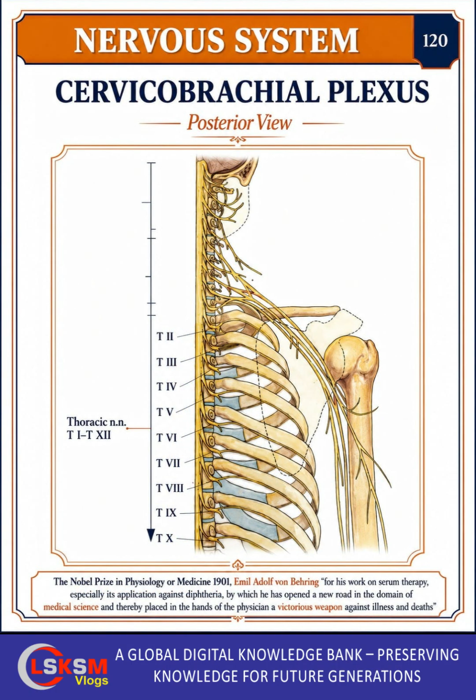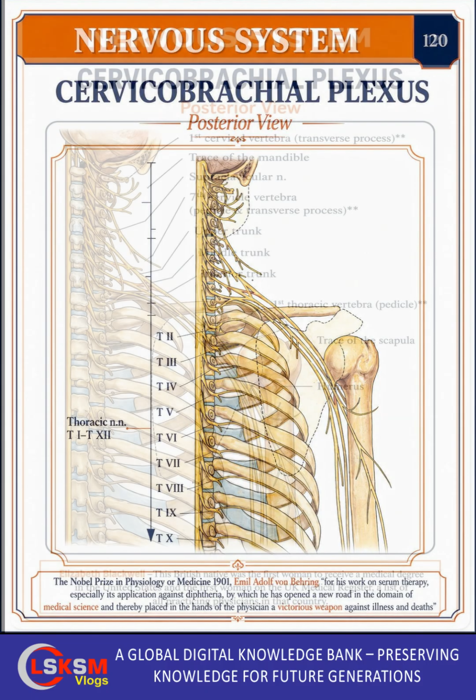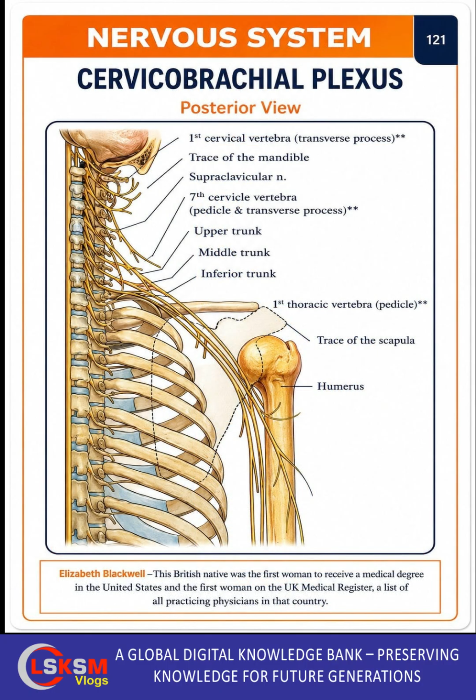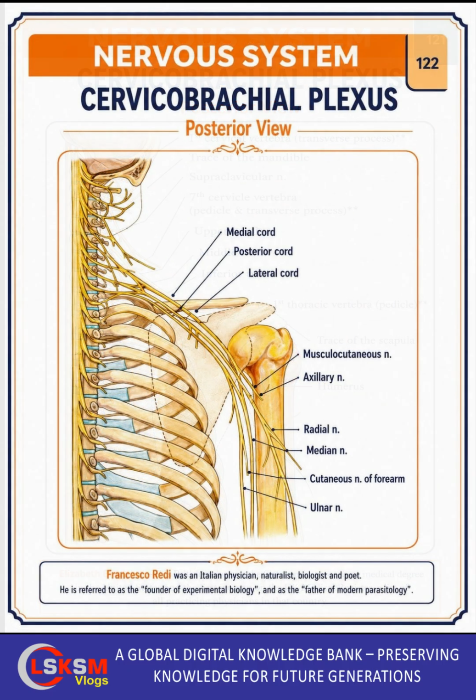Cervicobrachial plexus, posterior view, illustrates the network of nerves supplying the shoulder, arm, and hand from a posterior perspective. It demonstrates how cervical spinal nerves form the brachial plexus. Shows the branching pattern of the brachial plexus behind the shoulder region. These nerves control movement and sensation of the upper limb. Provides a detailed posterior view of the cervicobrachial plexus and its major branches. It is an essential reference for understanding upper limb nerve anatomy and clinical disorders.